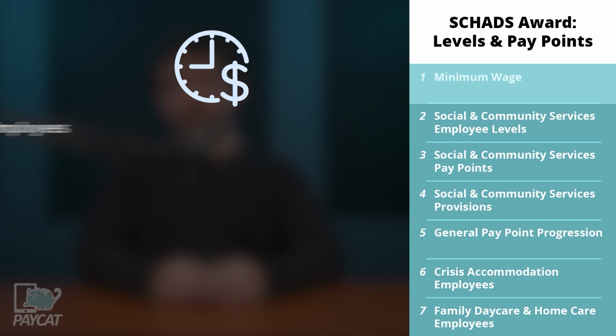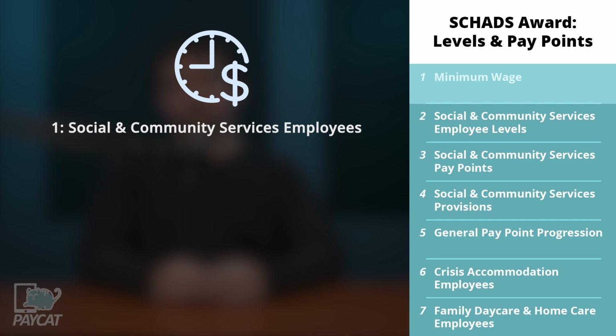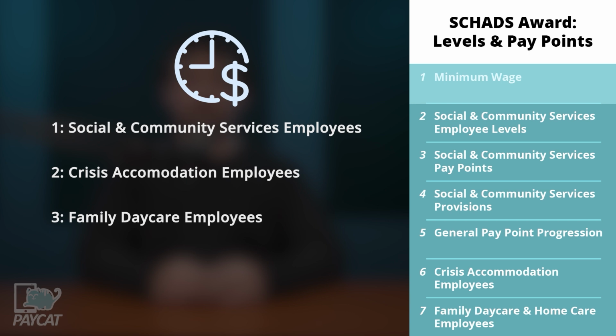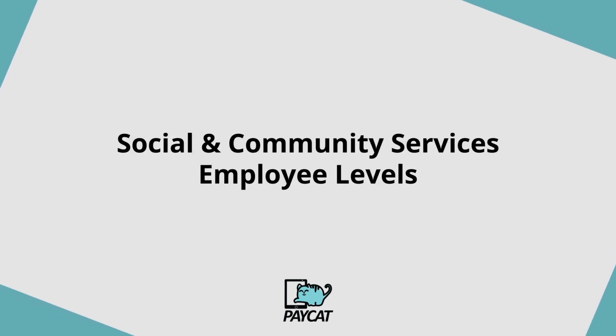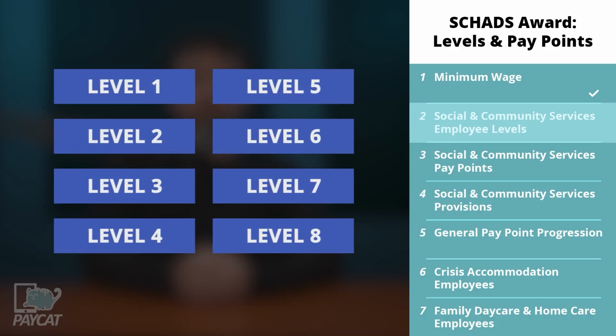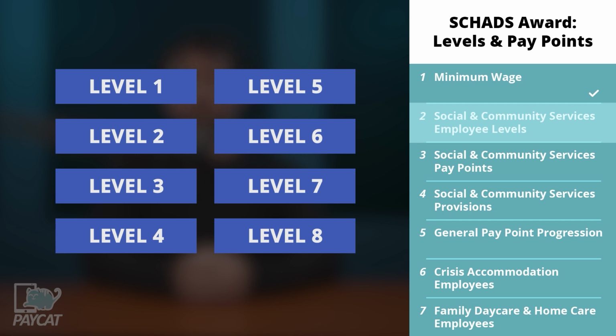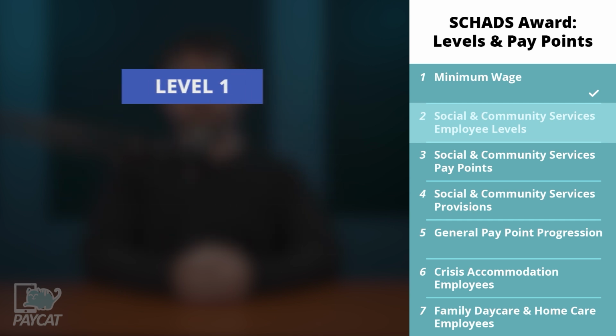Number 1 relates to social and community services employees. Number 2 relates to crisis accommodation employees. Number 3 relates to family daycare employees. And number 4 relates to home care employees. Let's start with social and community services employees. There are 8 different levels of employees relating to their employment characteristics, their responsibilities, and the requirements of their position.